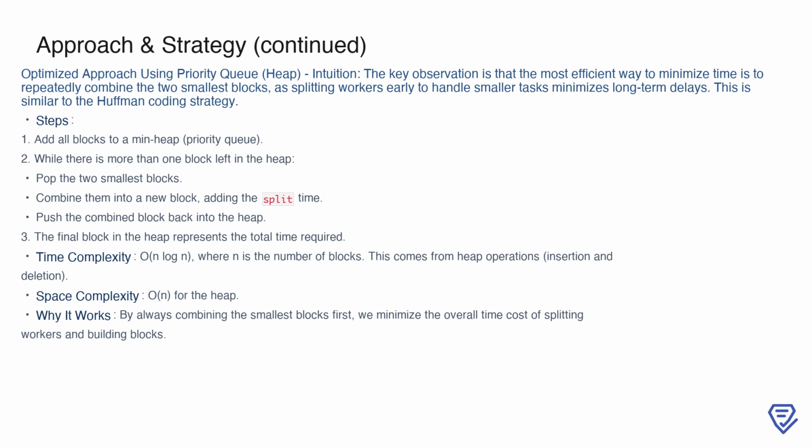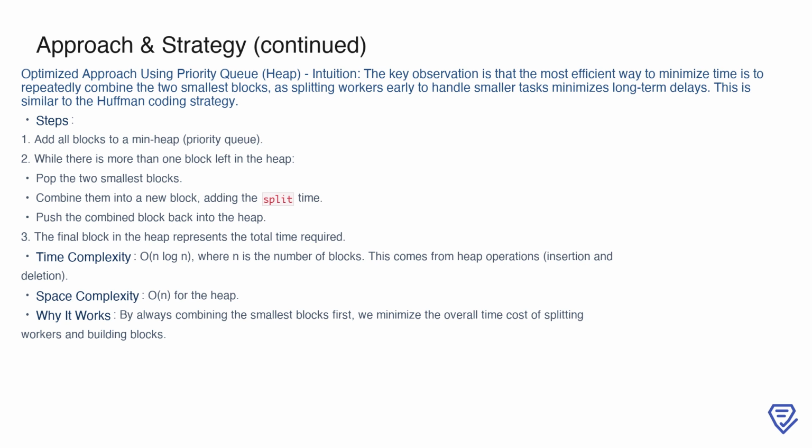The optimized approach uses a priority queue, or min-heap, to efficiently minimize the total time. The key insight here is that combining the smallest blocks first reduces the long-term cost of splitting workers. This is similar to the logic used in Huffman coding.